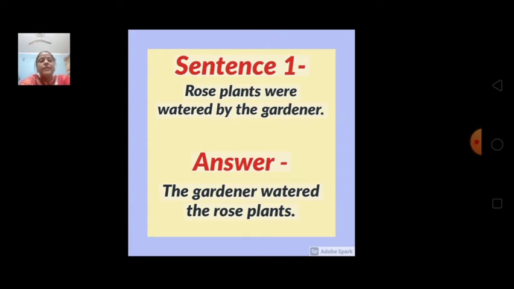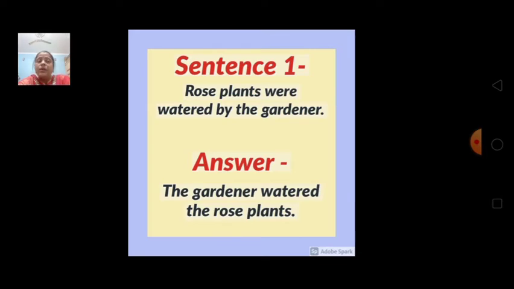First example is: rose plants were watered by the gardener. This is a passive voice sentence. In this sentence, the doer is the gardener, which is in the predicate part. The receiver is the rose plants and the action in the sentence is watered. So to identify the correct tense of the active voice, we will see the helping verb of the sentence. Here in this example, the helping verb is were watered.